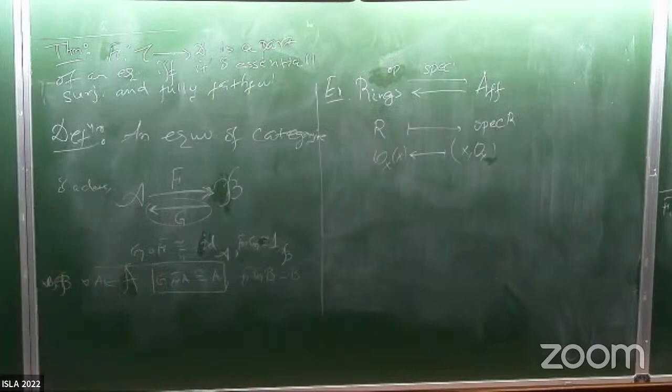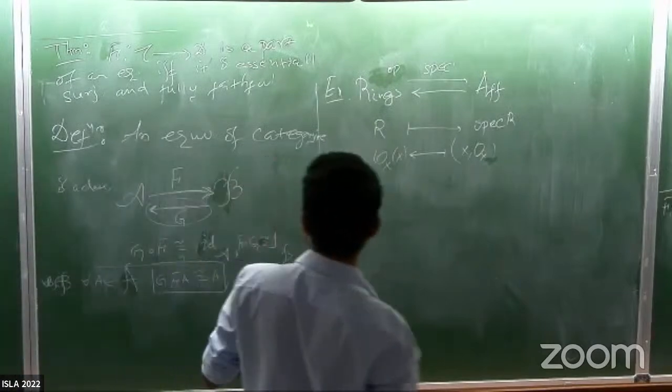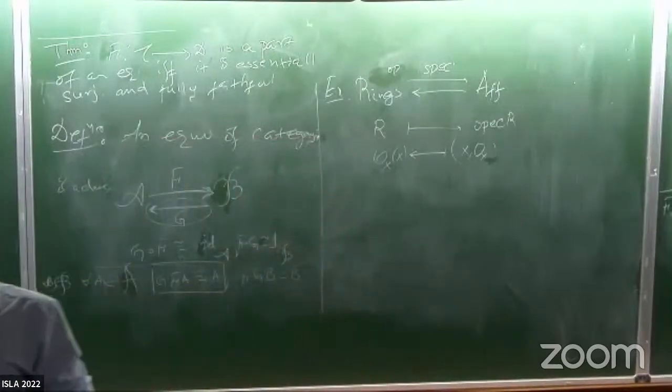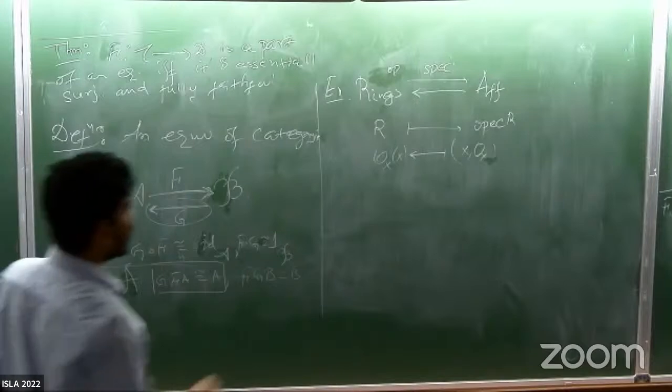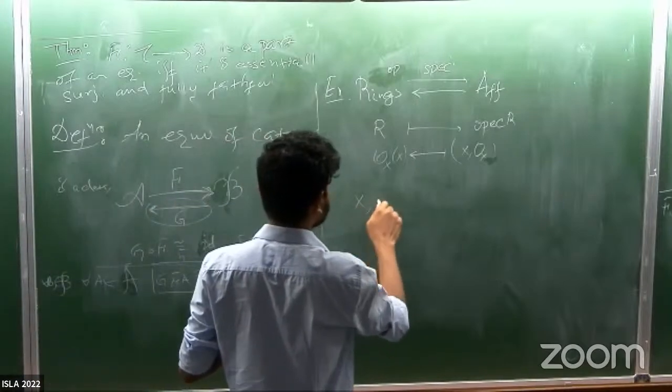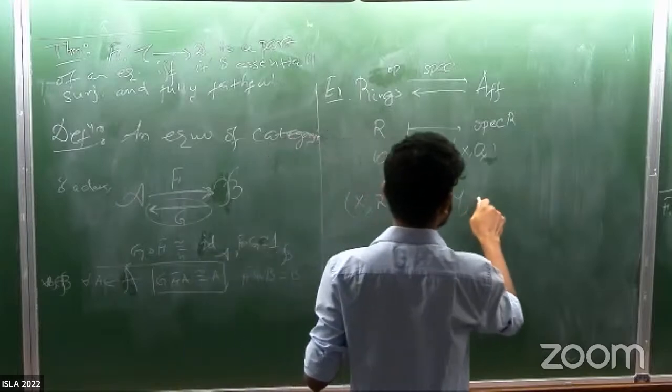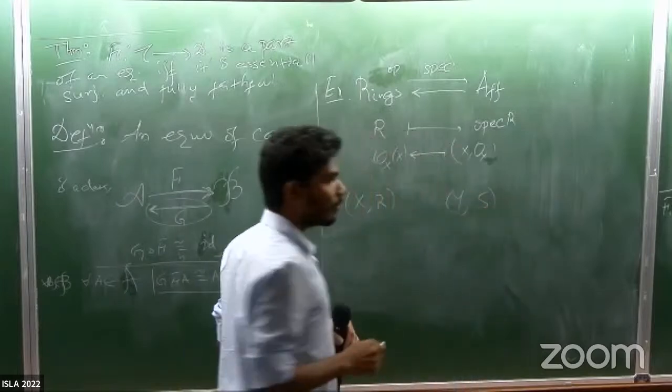Still, I feel that this definition is a bit hectic for some of you. Let me give you some pictorial idea. Let's say you have two different sets X and Y with two different equivalence relations, R and S.